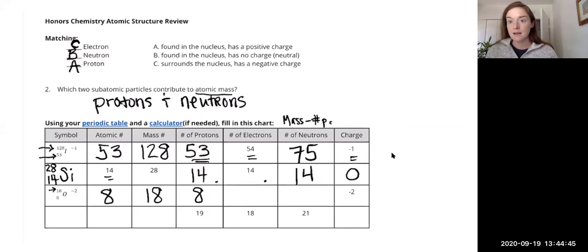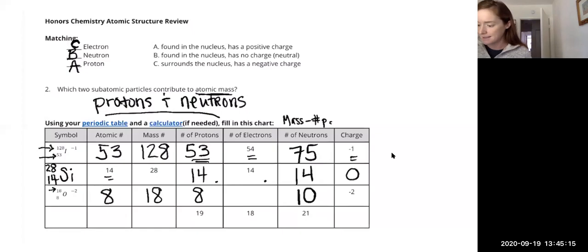which means if the mass of the whole nucleus is 18 and 8 of that is protons, how many of it must be neutrons? We've got to do 18 minus the 8 that are protons. There should be 10 neutrons. So remember, protons and neutrons together equal atomic mass. So is 10 plus 8, 18? Yeah. Okay, nicely done. Now, last thing is electrons.